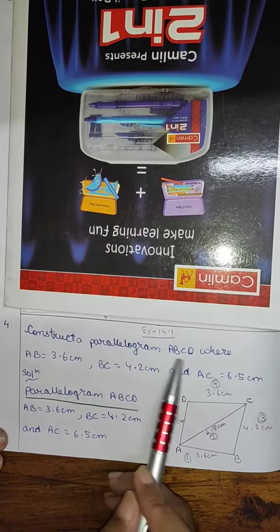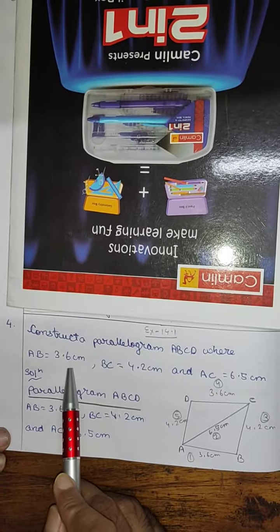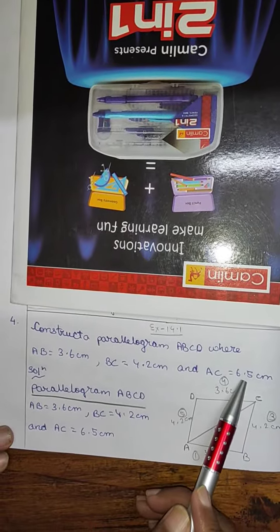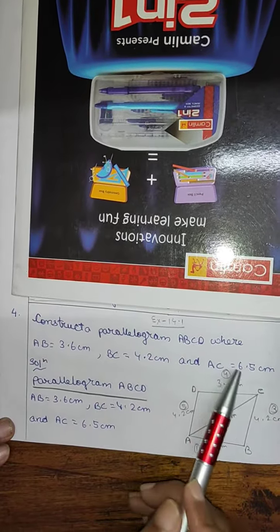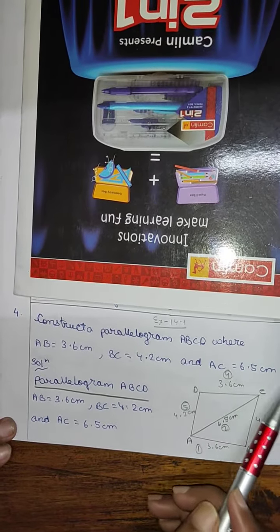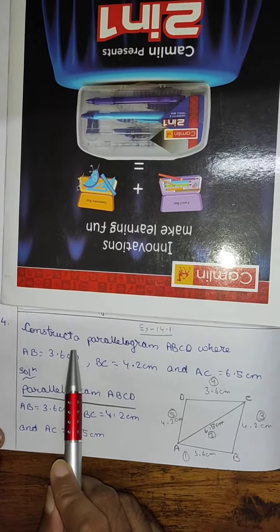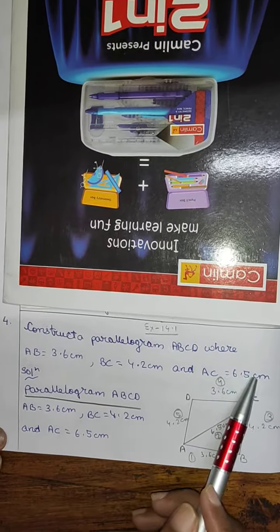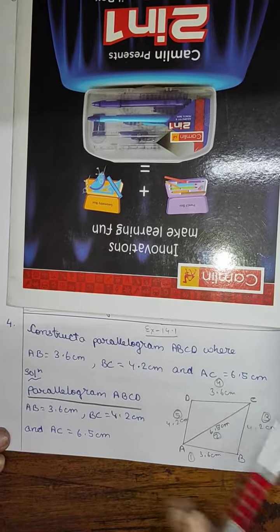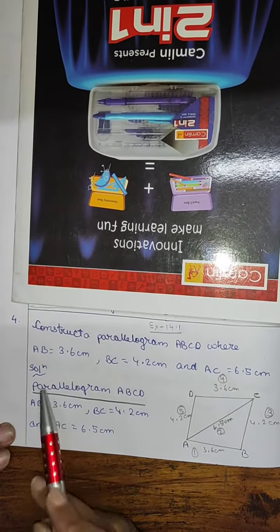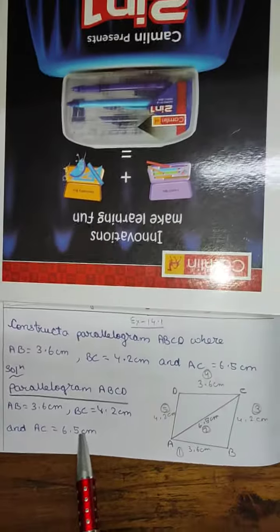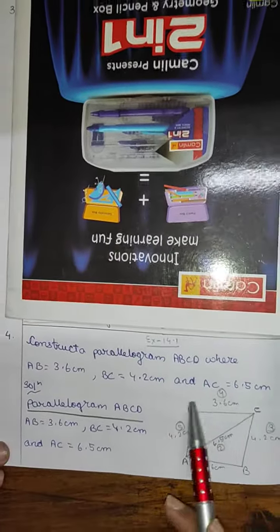Construct a parallelogram ABCD where AB is given 3.6 cm, BC 4.2 cm, AC 6.5 cm. Till this much only will be your question. After this they are telling us to draw the height so and so, that is not required. Only you will construct a parallelogram with these measurements. Second part is not required. So in your solution you write parallelogram ABCD and write down the measurements. Then draw the rough sketch properly.